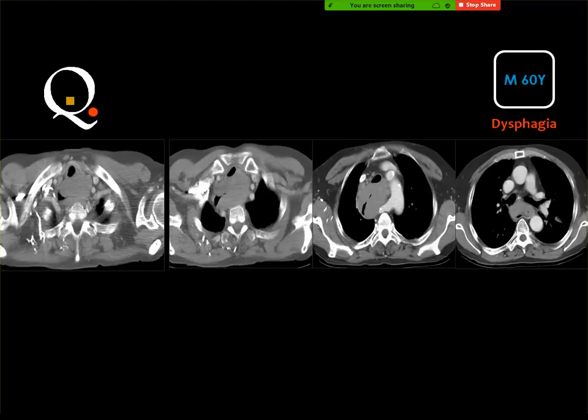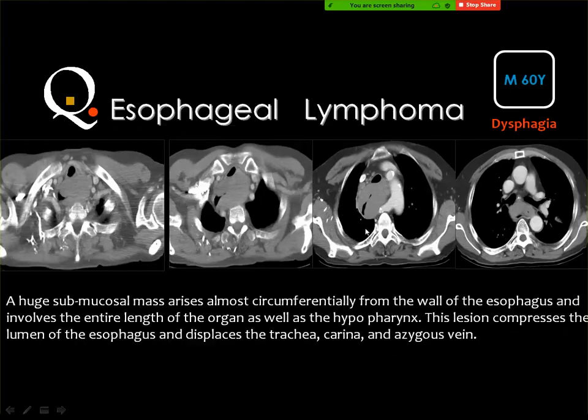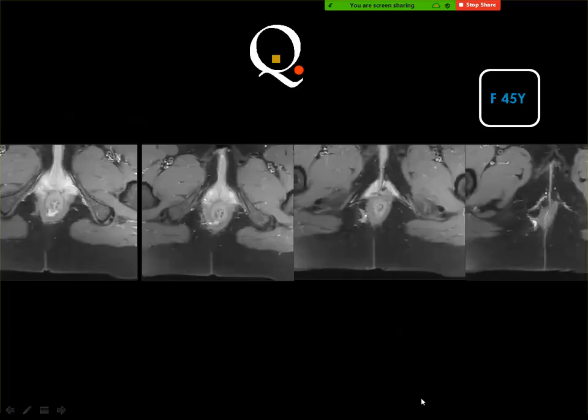Hiatus hernia? No, this lesion reaches the pharynx or the neck. Esophageal lymphoma. Yes, very good. This is a very good possibility for lymphoma because the lesion is very long. You see, starting at the neck, reaching below the spleen, and it is submucosal, not obstructing the lumen and not circumferential around the lumen. These two features are highly suggestive of lymphoma rather than carcinoma.